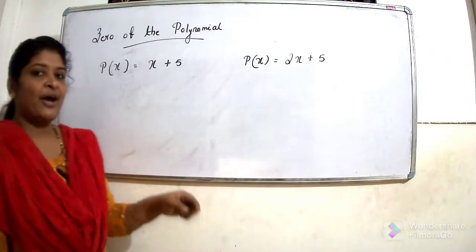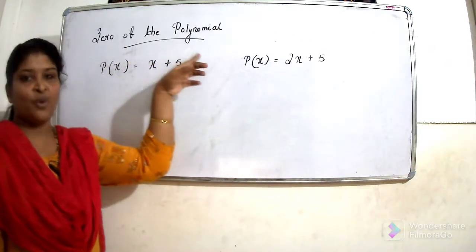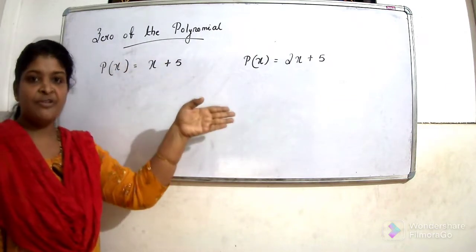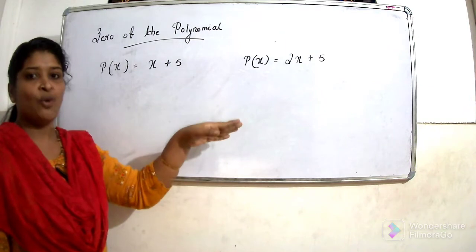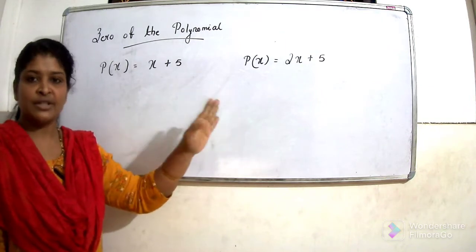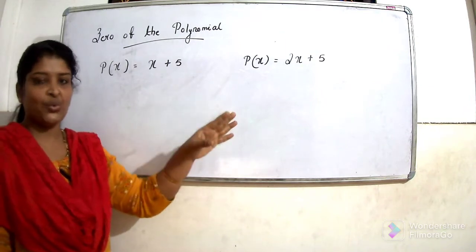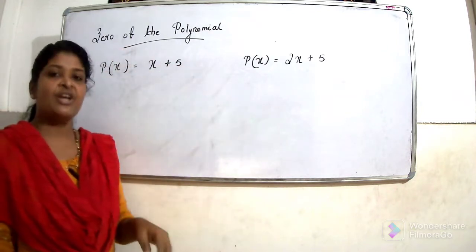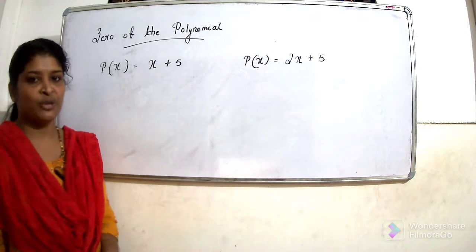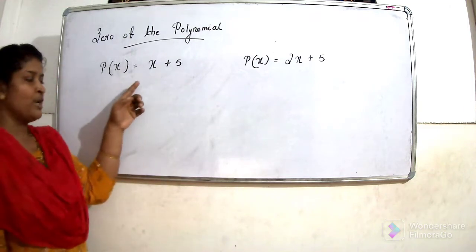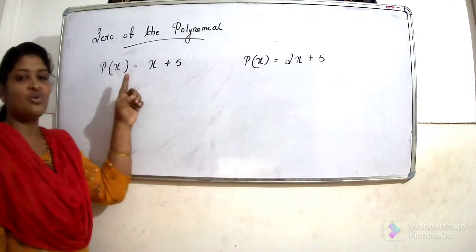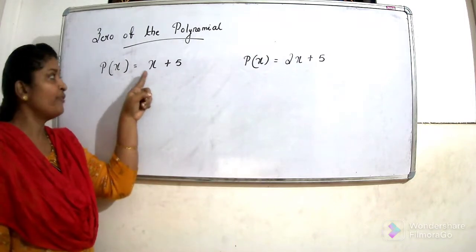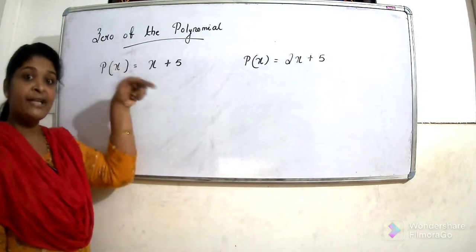Now next, we have to learn the zero of the polynomial. What is the zero of the polynomial? Just previously we learned the zero polynomial. The zero polynomial is nothing but 0 only, the digit 0. But the zero of the polynomial is something different. Now let us check what the zero of the polynomial is. Here I have written a polynomial. Suppose p of x is equal to x plus 5. It is a polynomial. Now for what value of x does this polynomial become 0?